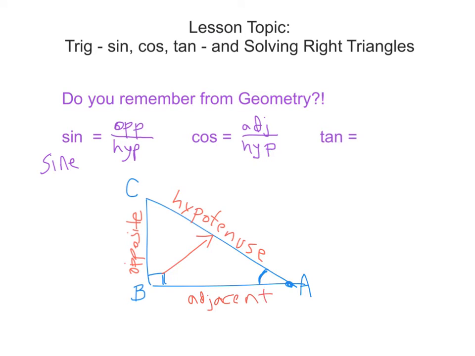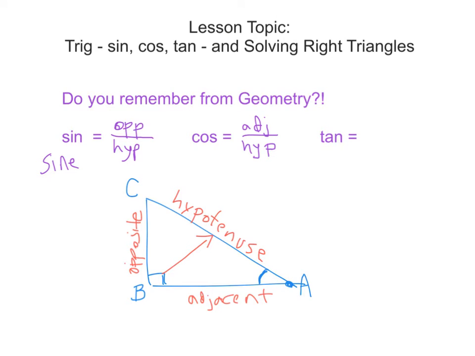Adjacent also means next to, and if angle A is right here, then the two sides that are next to angle A or connected to it are these two. Well, we already know this is the hypotenuse, so that's another reason we would call this the adjacent side. So the cosine of angle A would be this adjacent side over the hypotenuse.